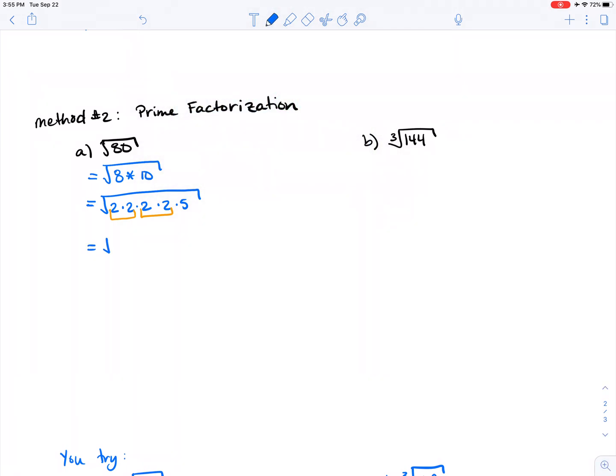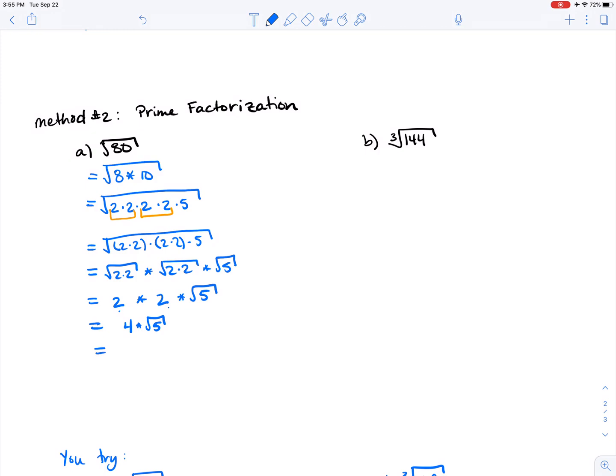So that'll equal 2 times 2 times 2 times 2 times 5. Or I can separate them out: square root of 2 times 2, times the square root of 2 times 2, times the square root of 5. And the square root of 2 times 2 is 2. The square root of 2 times 2 is 2. And then of course the square root of 5, I'm going to keep that. So that means 2 times 2 is 4 times the square root of 5, or I can write it as simply 4 square root of 5. It means the same thing.